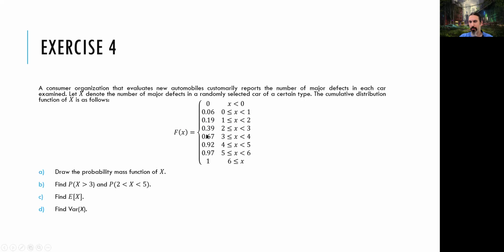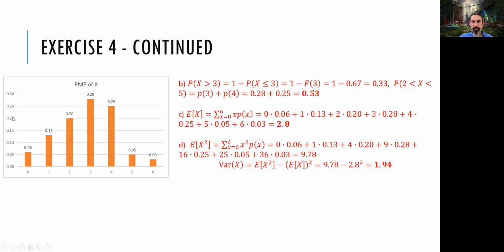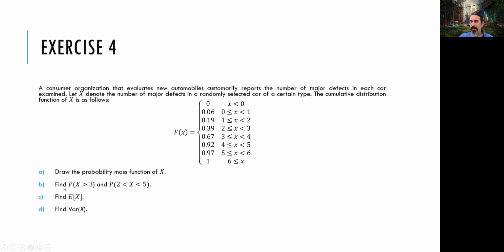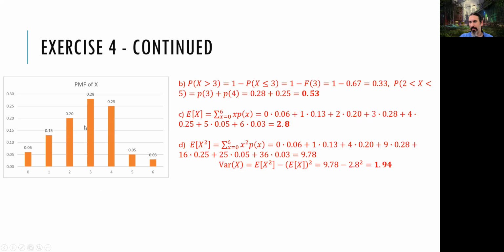You can find all of them together and then graph them like this one, as you can see here. This is the PMF of x. Then it's asking, find the probability that x is greater than 3 and x is between 2 and 5. Now, this can be found using the PMF easily.